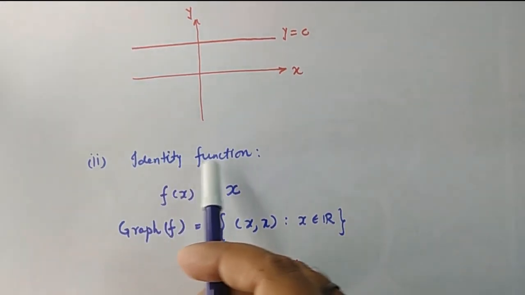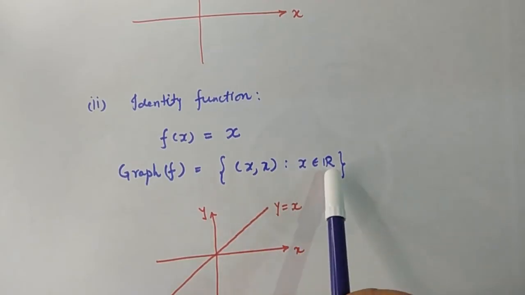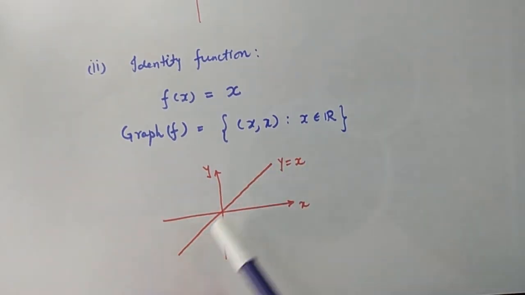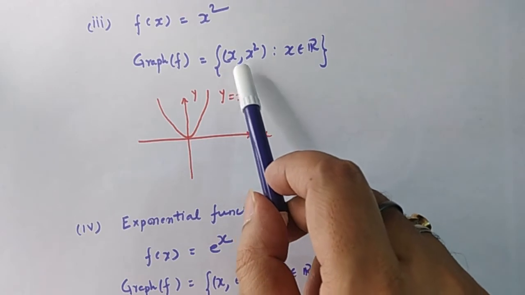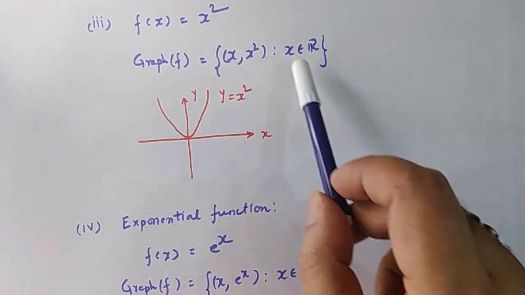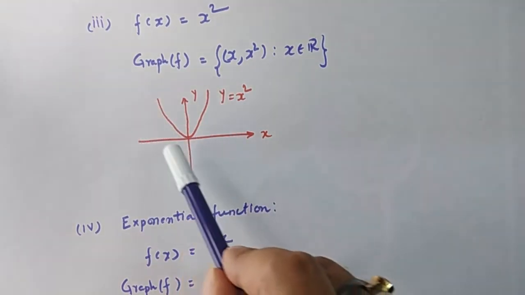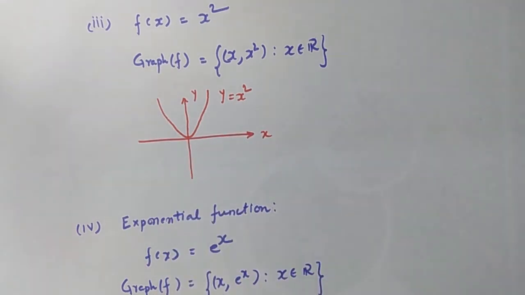Consider another example, the identity function f(x) equal to x. The graph of f is the collection of points in the xy plane of the form (x, x), where x belongs to R. The plot of the graph in this case happens to be the straight line y equal to x. Consider f(x) equal to x square. The graph of f will be the collection of points of the form (x, x square), where x belongs to R. And the plot of the graph on the xy plane will be our standard parabola y equal to x square.